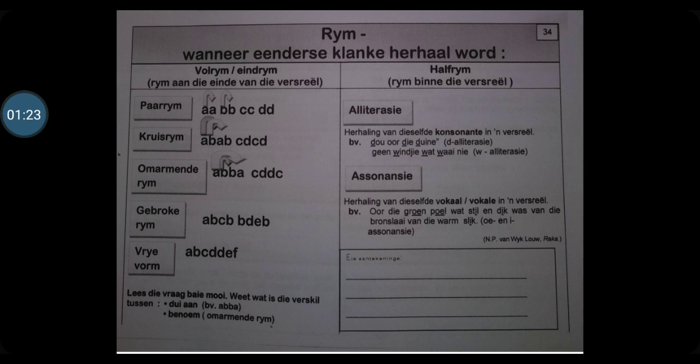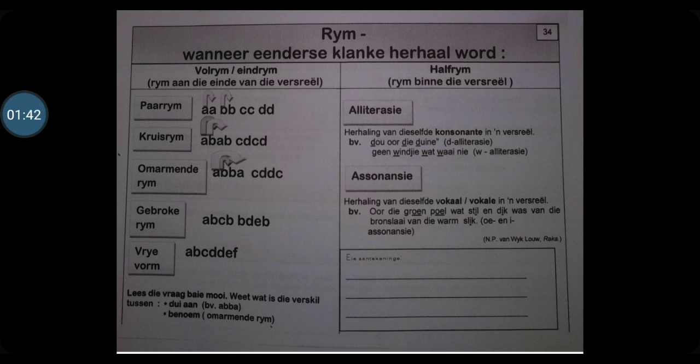Now this page is important. Go to page 34 in your Blitz Afrikaans. Rym wanneer eenderse klanke herhaal word. Okay, so you get two types of rhyme. Volrym of eindrym en halfrym.